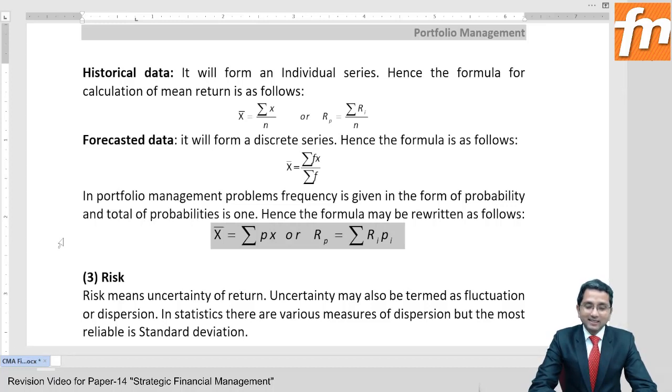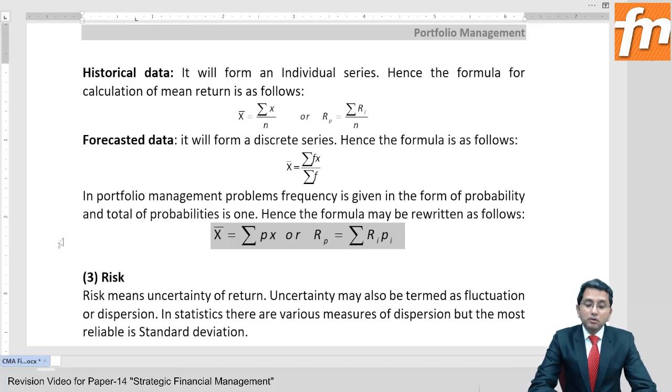That's it. In financial terms, Rp is equal to summation of Ri, that is return for ith forecast, multiplied by Pi, that is probability of ith forecast. This was about return of a single security.